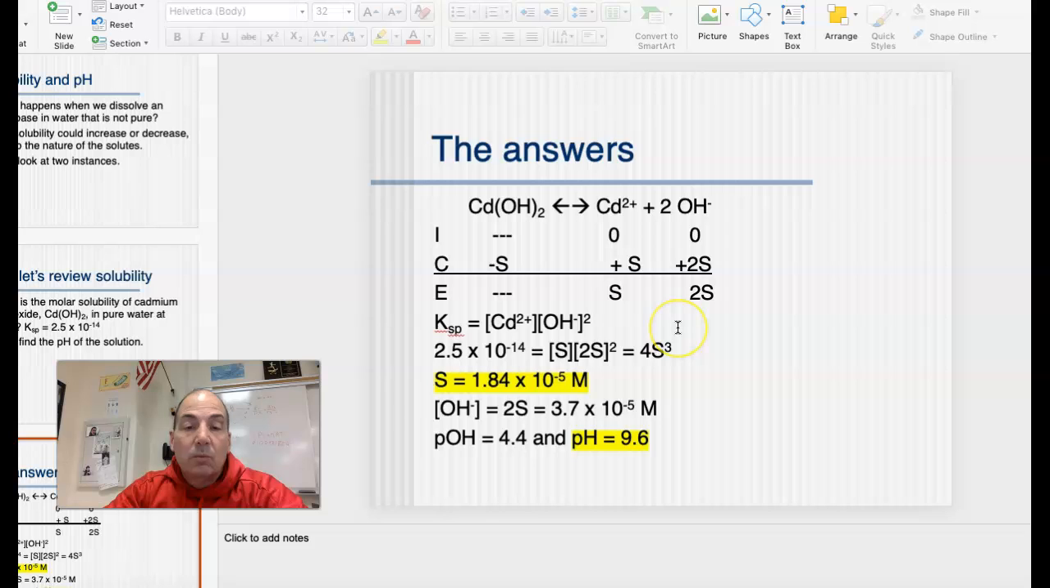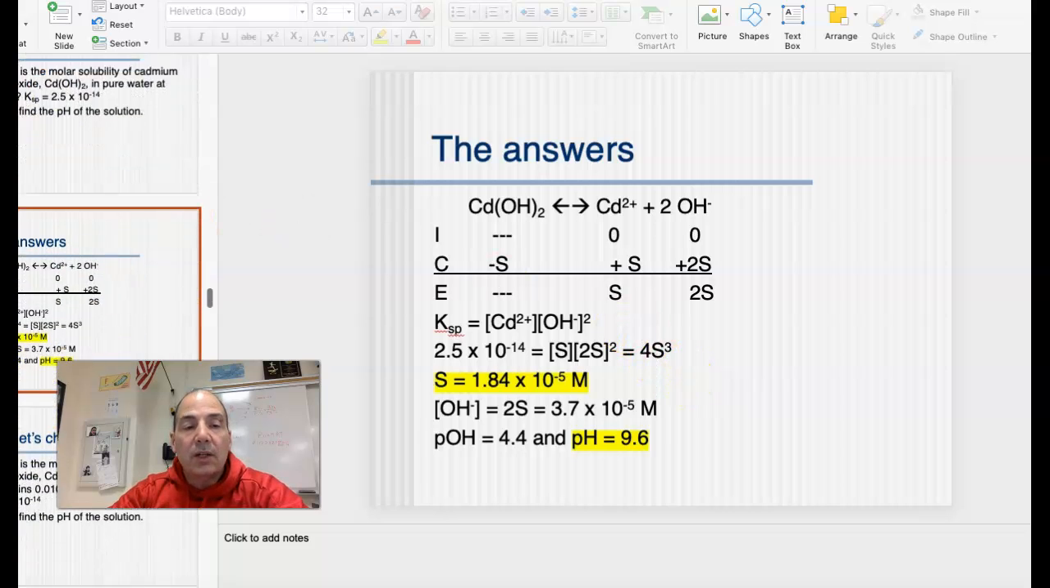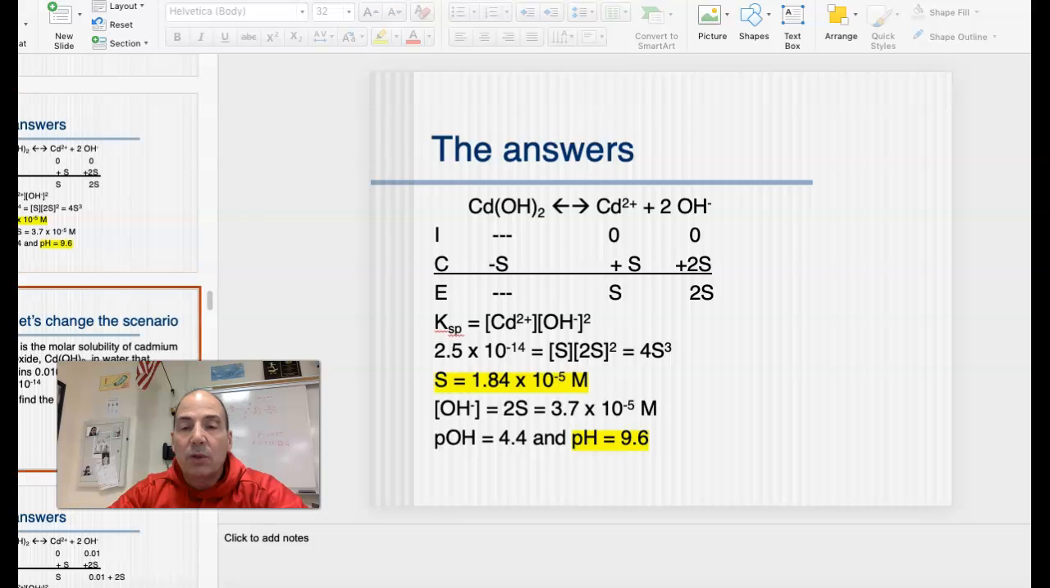Now, to find the pH, because this is a base, right, it's giving me hydroxide ions. If I can find the hydroxide, I can find the pOH, and then I can find the pH. So hydroxide, we said, is 2S, so 2 times this gives me about 3.7 times 10 to the -5. And if I take the negative log of that, I get 4.4, which means the pH would be 9.6. So that's the pure water. Now let's deal with the not so pure water.